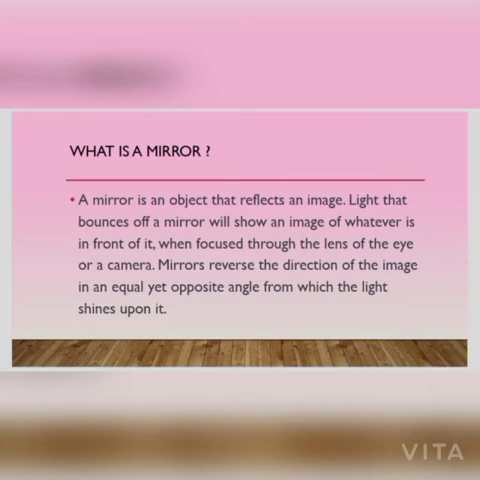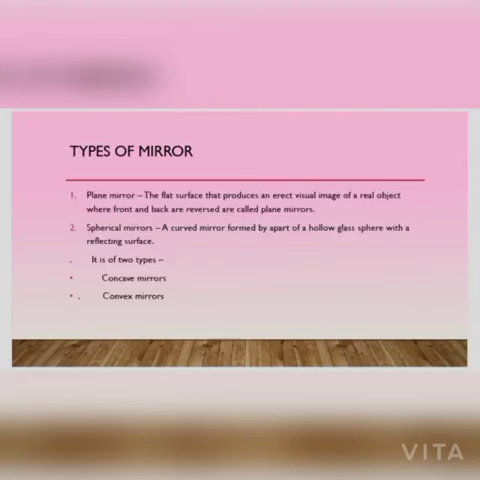Now let's see what are the types of mirror. There are two types of mirror. First is plane mirror and second one is spherical mirrors. Plane mirrors are flat surfaces that produce an erect visual image of a real object where front and back are reversed. And spherical mirrors are curved mirrors formed by a part of a hollow glass sphere with a reflecting surface. Spherical mirrors are of two types, convex mirrors and concave mirrors. Today we are going to talk about concave mirrors.